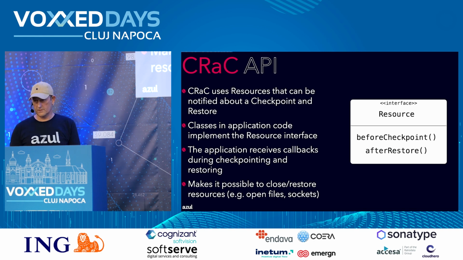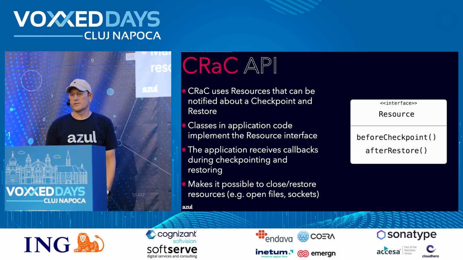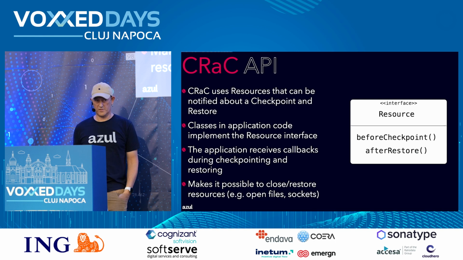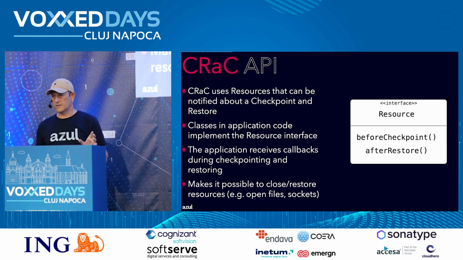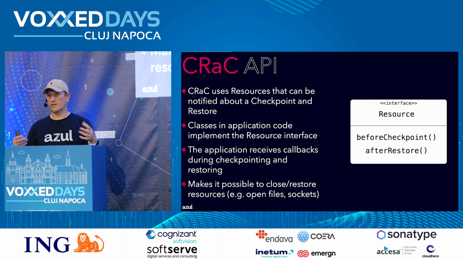It's called Resource. It only has two methods, beforeCheckpoint and afterRestore. And yes, that means you have to change the code. Sounds terrible in the beginning, but you don't have to do it for all the stuff, right? So, for example, mainly it's open files, database connections, sockets, stuff like that.